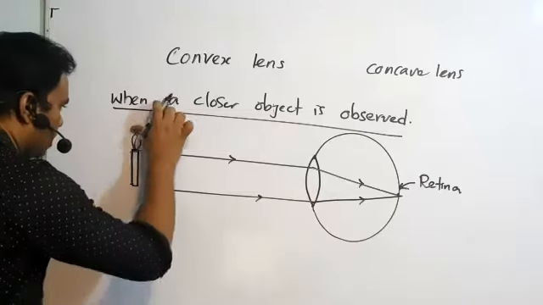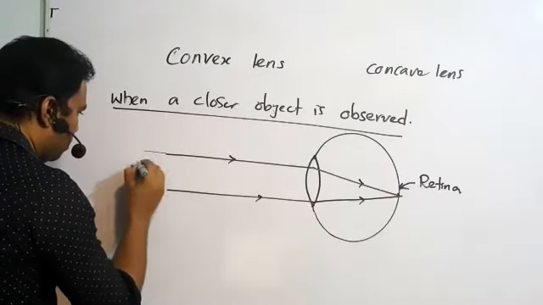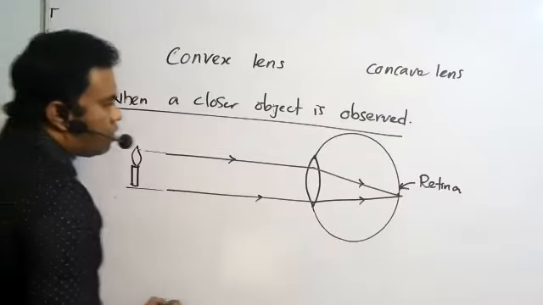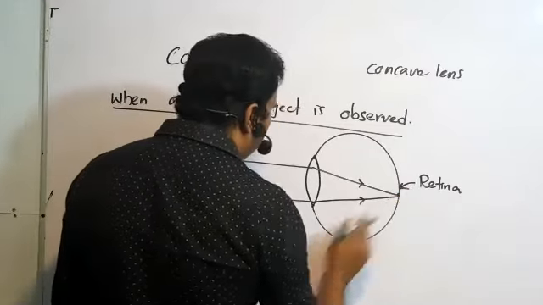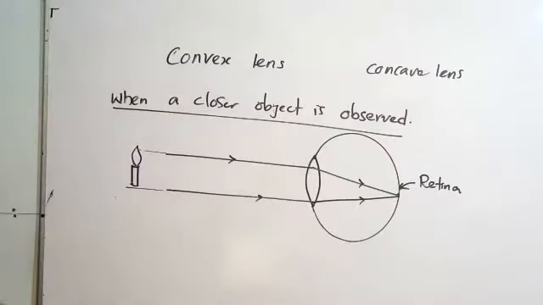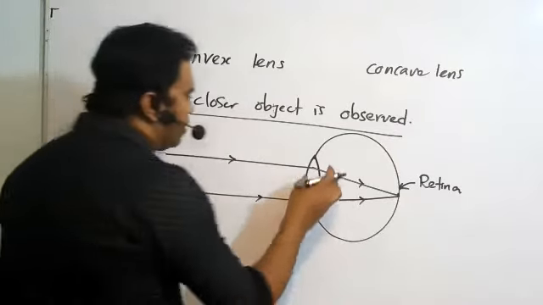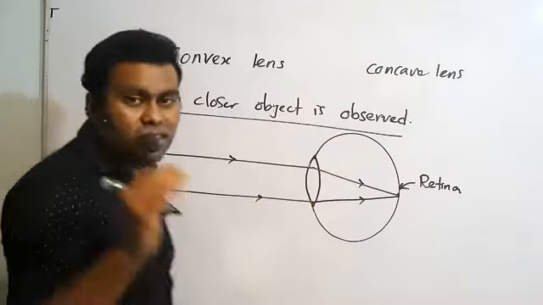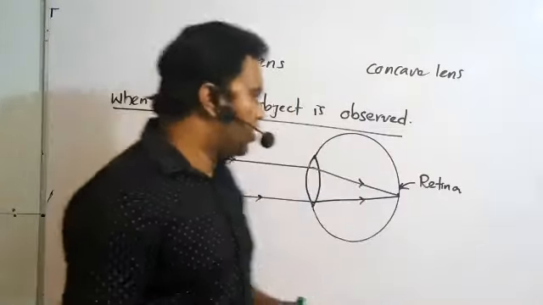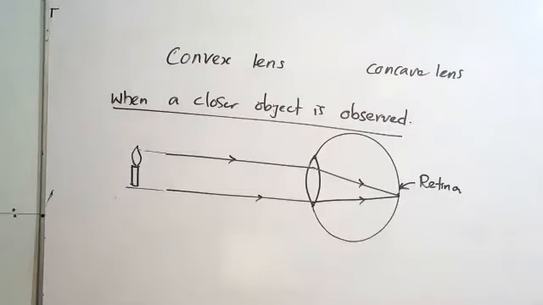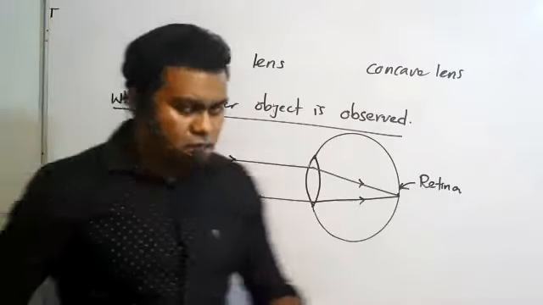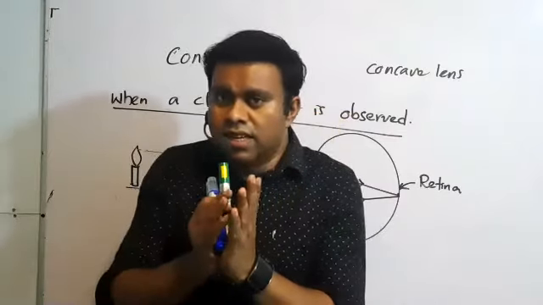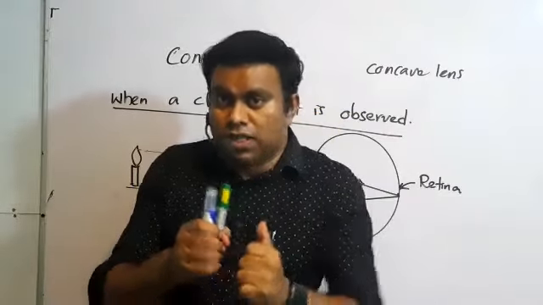Usually we take the plane. Okay, so I'll draw the plane. So the image is created on this retina. So this is what actually happens. When observing objects far away, the curvature of the lens is lesser. But when you observe objects closer, the lens curvature is increased. Then the ciliary muscles have to work hard.